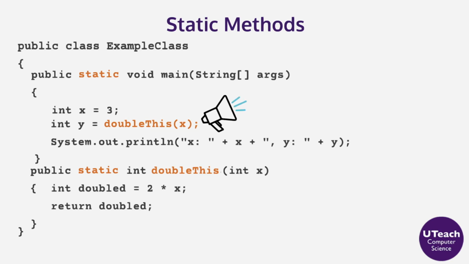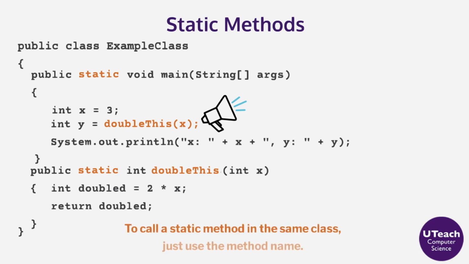Look back in the main method and notice how doubleThis is called. It is called with just the name of the method since it is in the same class, and a single int variable passed as the argument. To call a static method in the same class, just use the method name.